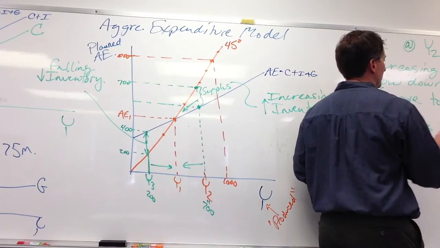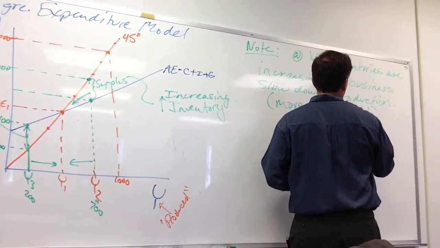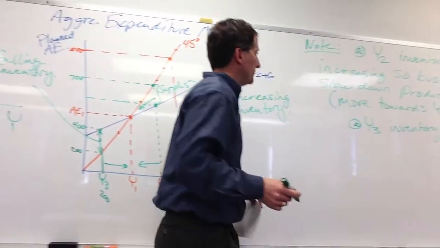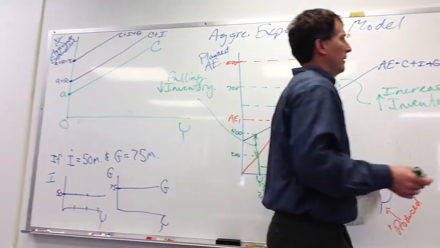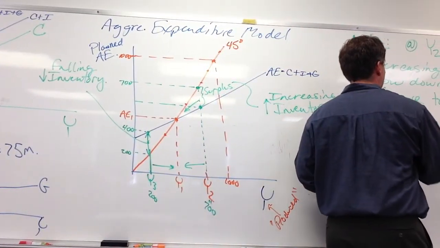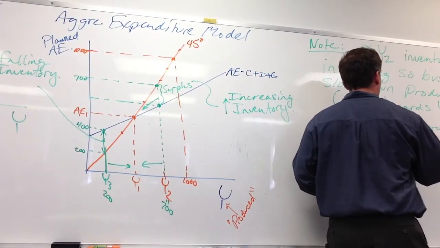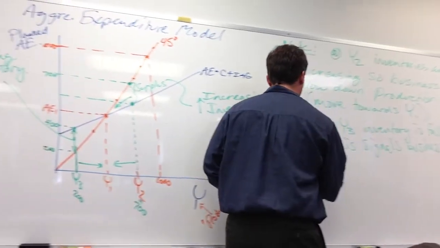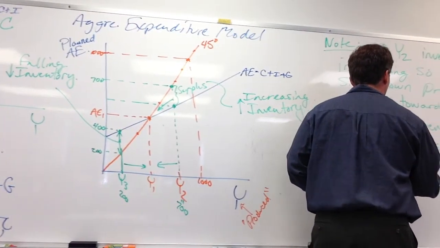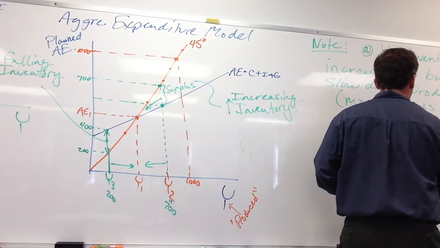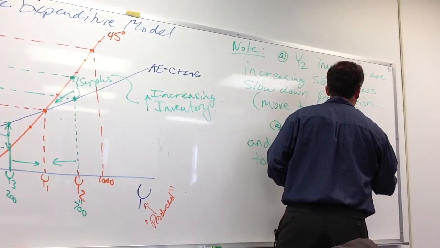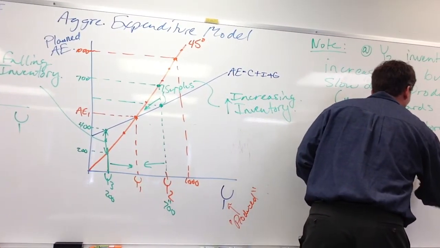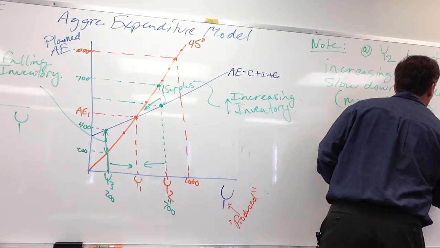At Y3, inventory is falling. And this signals business to increase production. Again, move towards Y1.